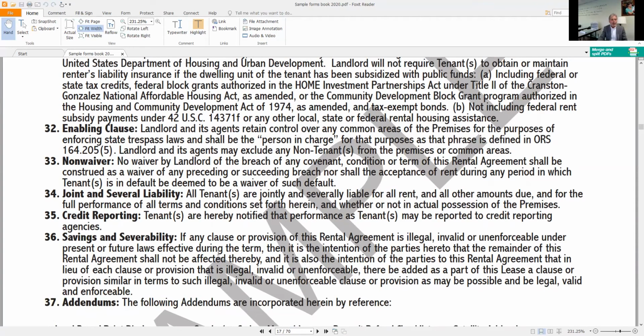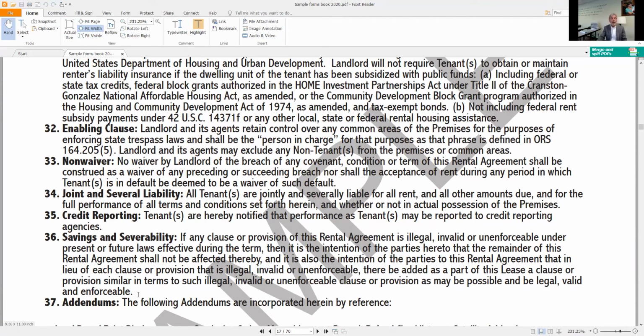I'm going to read this one out loud because I don't remember what it is. If any clause or provision of rental agreement is illegal, invalid, or unenforceable under present or future laws effective during the term, then it is the intention of the parties hereto that the remainder of this rental agreement shall not be affected thereby, and is also the intention of the parties to this rental agreement that in lieu of each clause of provision that is illegal, invalid, or unenforceable, there be added as a part of this lease a clause or provision similar in terms to such illegal, invalid, or unenforceable clause or provision as may be possible and be legal, valid, and enforceable. So what does that mean?